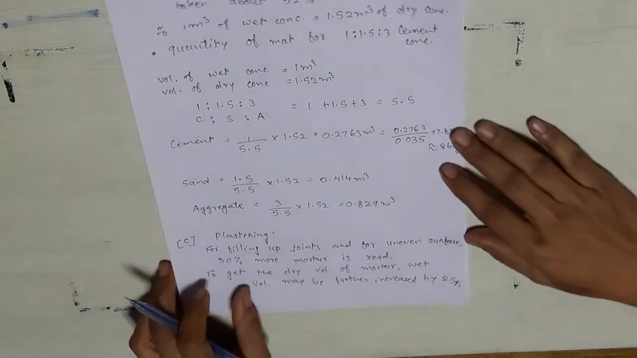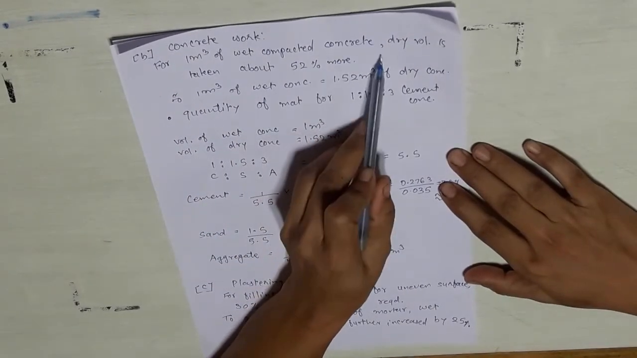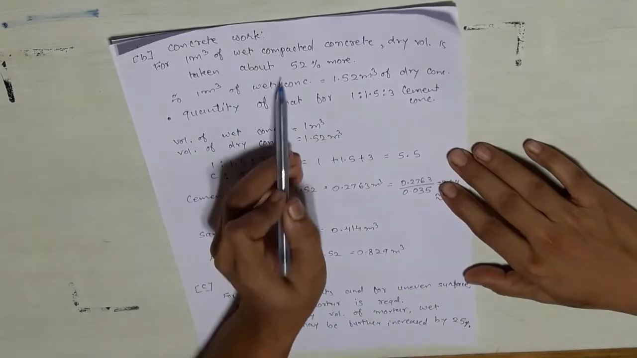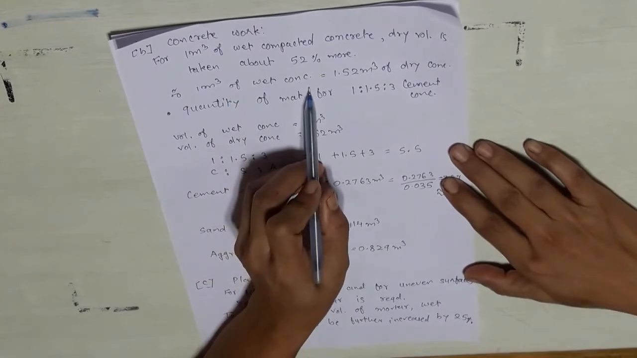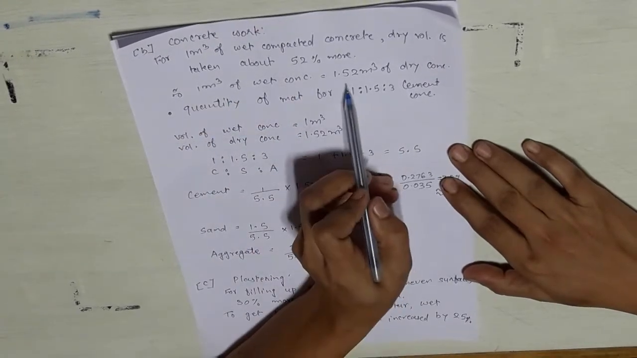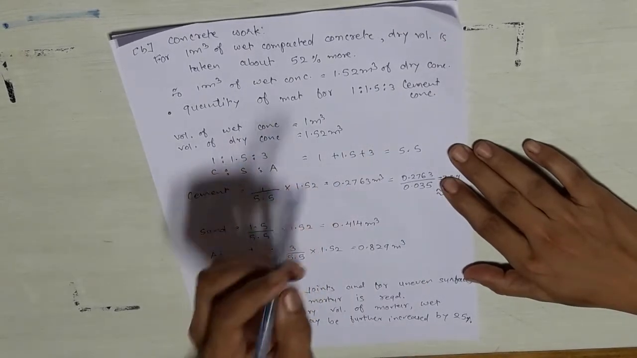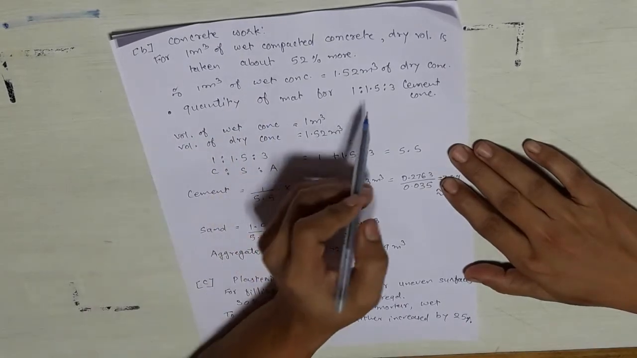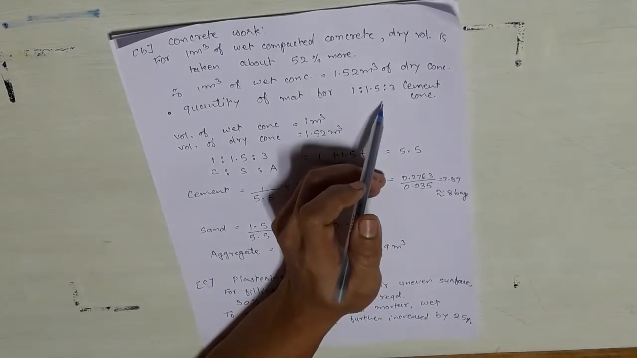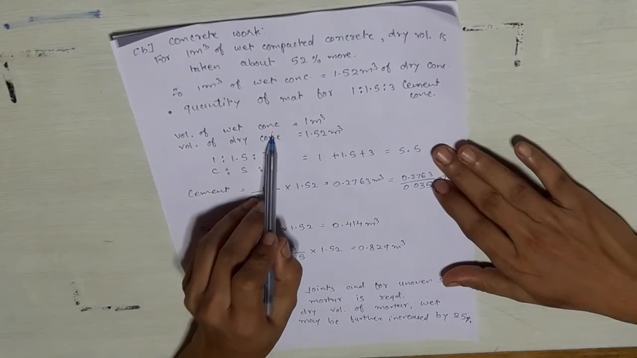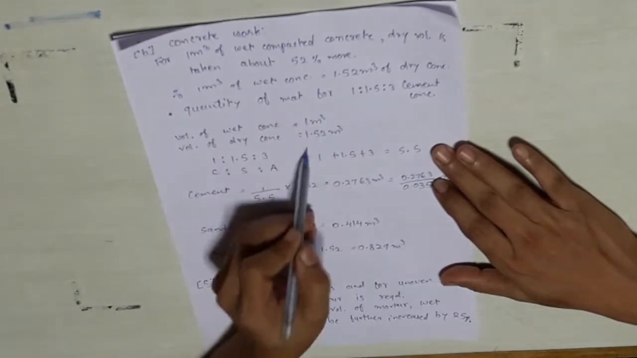Now for the concrete work, for 1 meter cube of wet compacted concrete, dry volume is taken about 52% more. Therefore 1 meter cube of wet concrete, 52% more, will be 1.52 meter cube of dry concrete. And here we can find the quantity of material for the proportion 1:1.5:3 cement concrete.